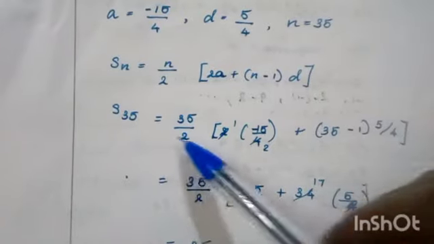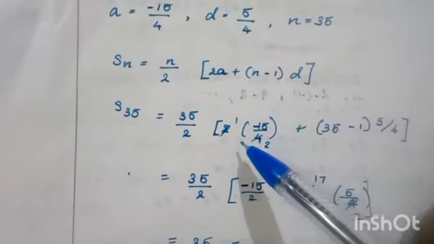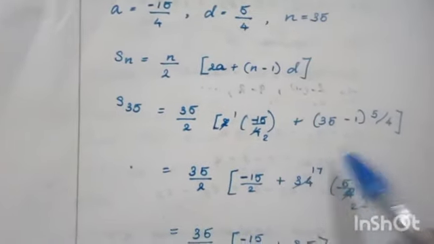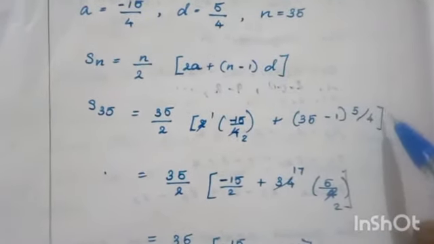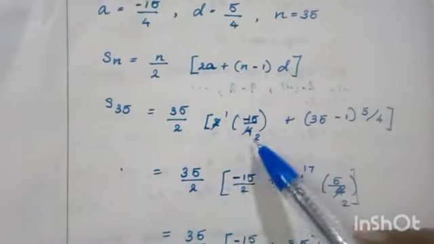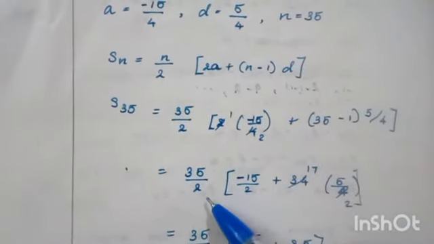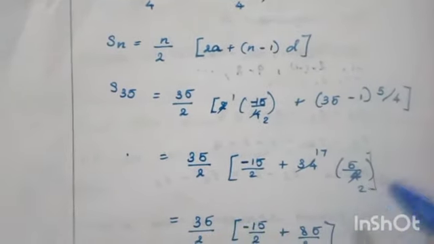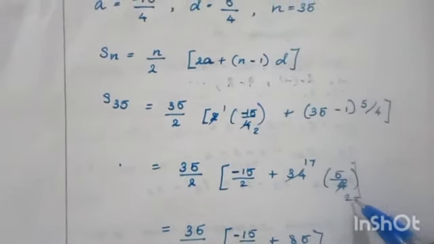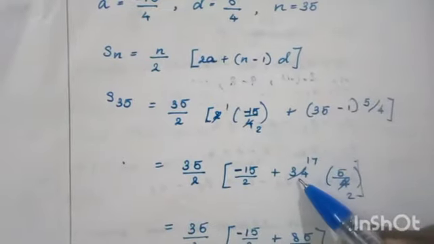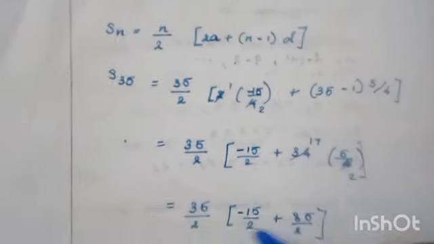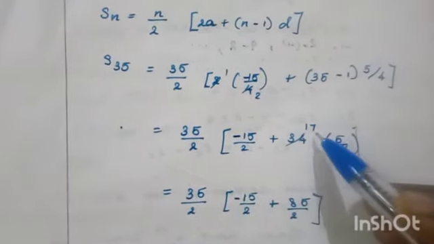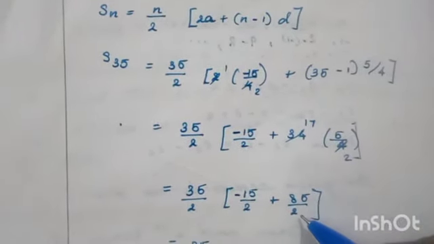So S35 equal to 35 by 2 into 2 into a value, you have to substitute here, minus 15 by 4, plus 35 minus 1 into 5 by 4, the d value. So 1 2 is 2, 2 2s are 4, 35 by 2 into minus 15 by 2 plus 34 into 5 by 4. Using the 2 table twice, it is 17 times. 1 2 is 2, balance 1, 7 2s are 14. So now 35 by 2 into minus 15 by 2 plus 17 into 5 is 85 by 2.